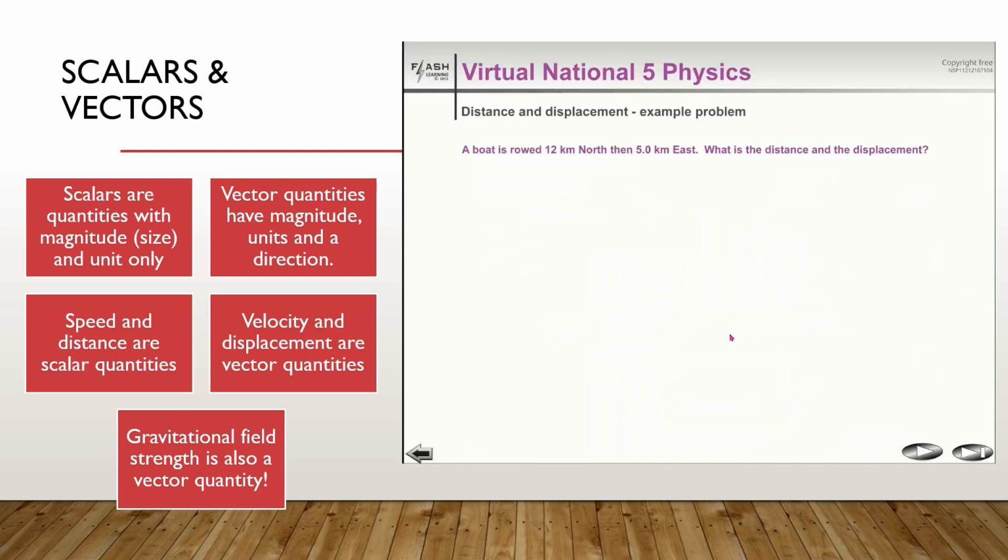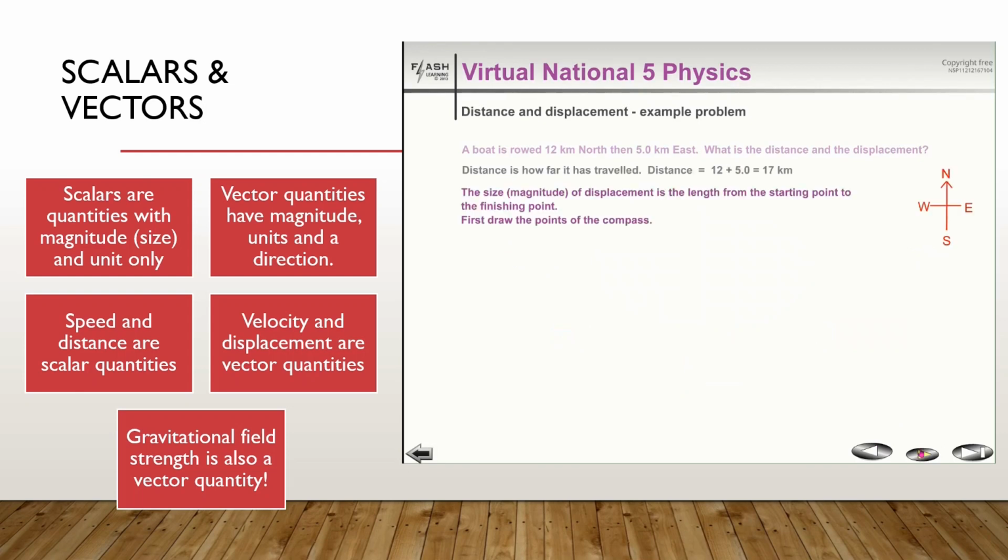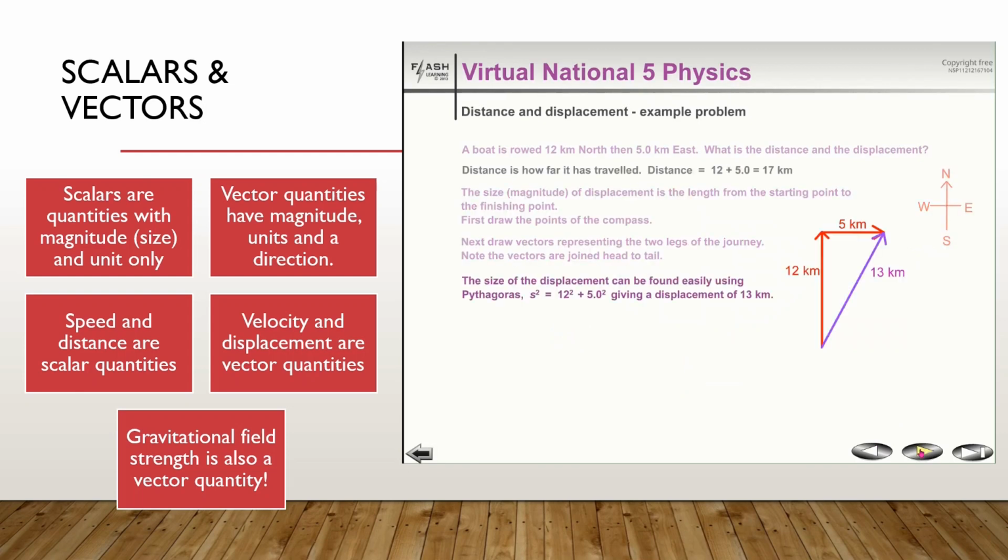Okay, shall we do a problem? I suppose we could. This depends on how far you know your trigonometry. So here, your boat rows 12 kilometres north, then heads 5 kilometres east. So the distance, which is how far you've travelled, that's a scalar quantity, so you can just add. So 12 plus 5 is 17 kilometres.